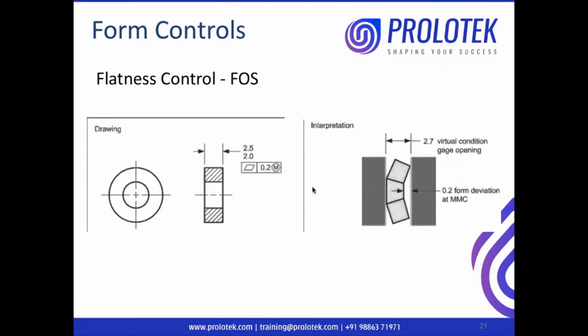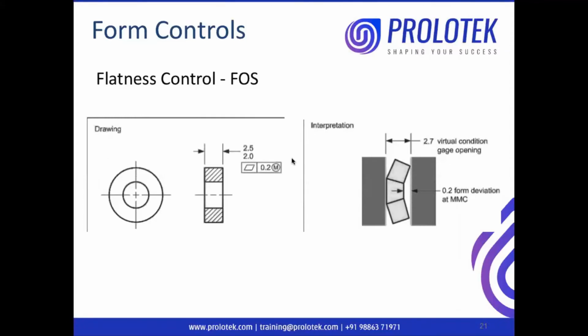So here, what the meaning is, when the part is produced at its maximum material condition, here the part would be at its maximum material condition when it is at 2.5. When it is produced at 2.5, it can have a bend of 0.2. Okay, but as per the drawing, the part can be produced at 2 also.